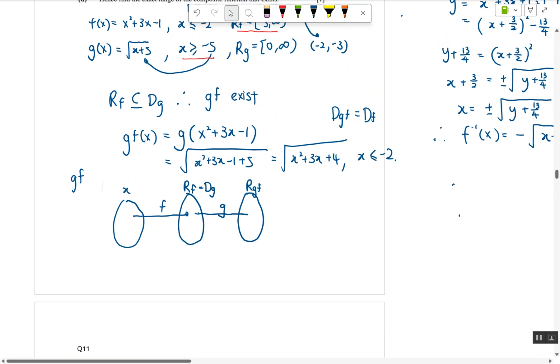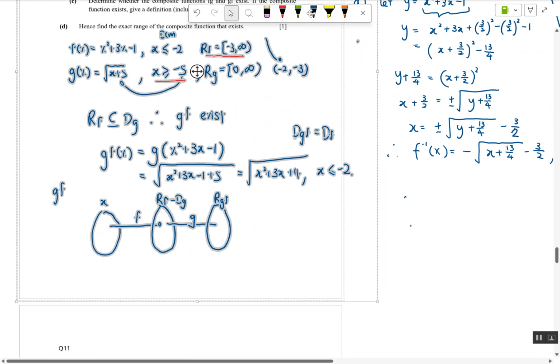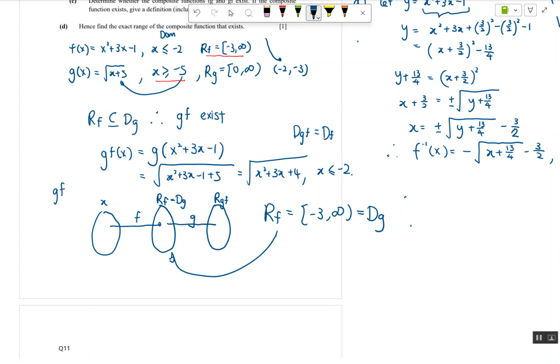So when you want to find the composite function gf, I look at the range of f, which, using the graph, is negative 3 to infinity. This will become my domain of g. Understand? This is where the interchange happens. To find the range of a composite function, take the range of the inside function to become the domain of the outside function. Then plot it into your GC.